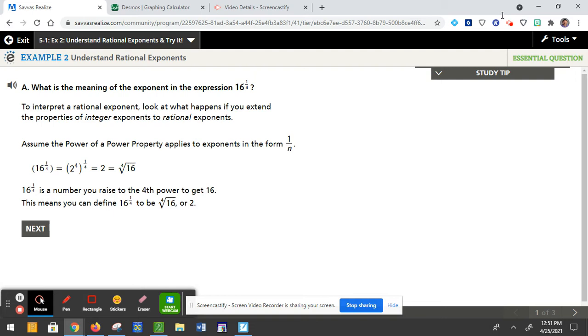Assume the power of a power property applies to an exponent in the form 1 over m. So 16 to the 1/4 we can rewrite as 2 to the 4th is equal to 16 raised to the power of 1/4. And then that's going to equal 2, right? Because 4 times 1/4 equals 1. So 2 has to equal the 4th root of 16. So 16 to the 1/4 is a number you raise to the 4th power to get 16. This means you can define 16 to the 1/4 to be the 4th root of 16, which is 2.